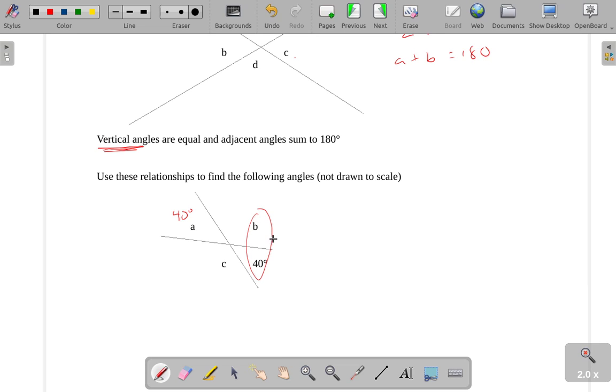These two right here are adjacent angles, which means they must sum to 180 degrees. So B plus 40 equals 180. Subtract 40 from both sides, we get B equals 140. So that must be a 140-degree angle.